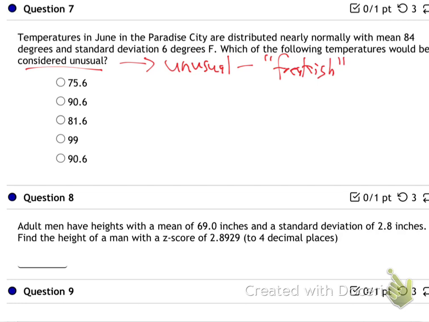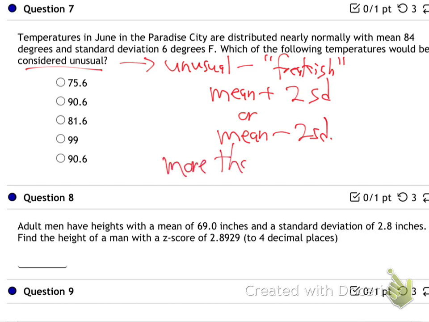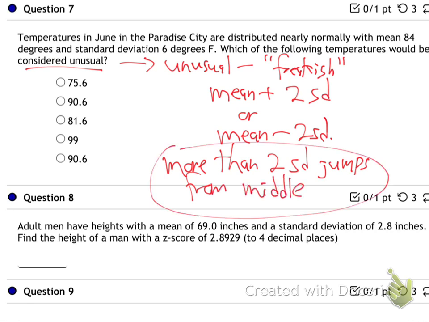Meaning way off the normal. Freakish specifically, mean plus 2 standard deviations or mean minus 2 standard deviations. So if you're more than 2 jumps off the middle, let me write it that way. More than 2 standard deviation jumps from the middle, from the mean. That's what we mean by unusual.